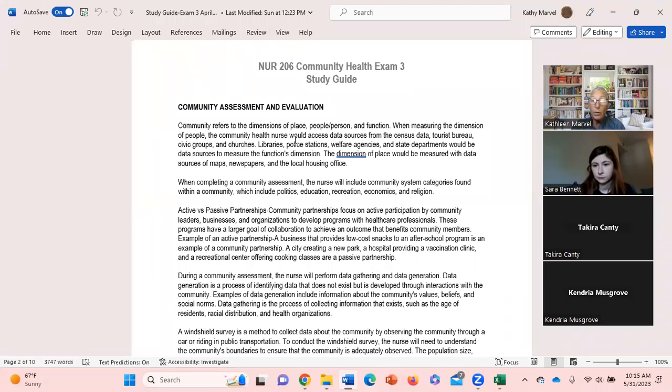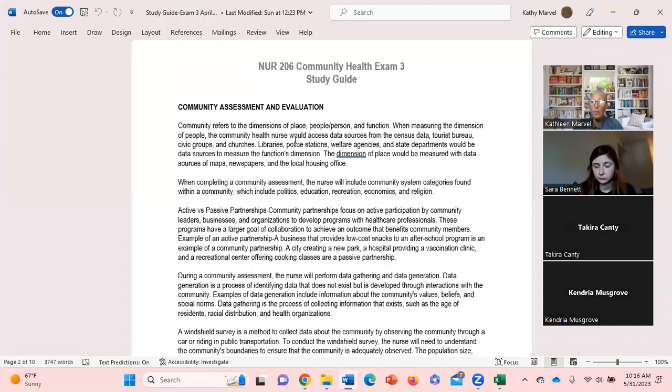All right, so when you're measuring the dimension of people, where do you get the data? Says here, census, tourist bureaus, civic groups, churches. Okay, as far as the community's function, where would you get information? Libraries, police stations, welfare agencies. And when you're assessing the dimension of place, maybe you're looking at maps, newspapers, local housing office.